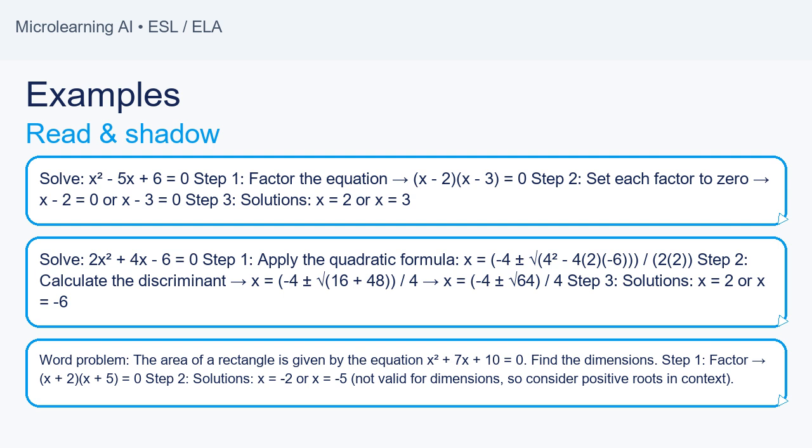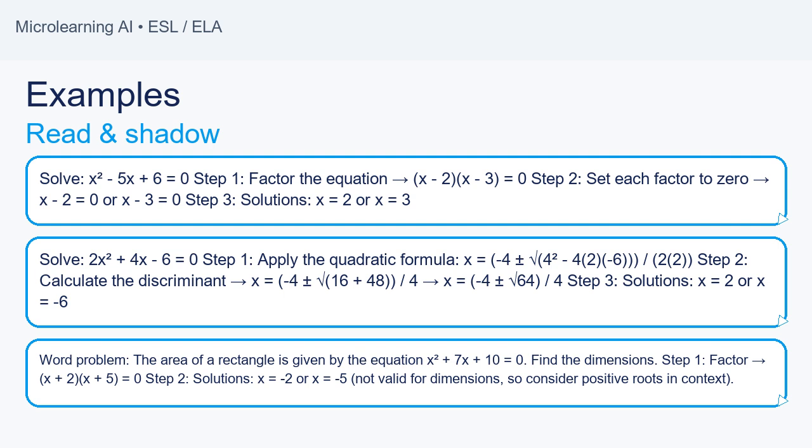Solve 2x squared plus 4x minus 6 equals 0. Step 1. Apply the quadratic formula. x equals negative 4 plus or minus the square root of 4 squared minus 6, over 2. Step 2. Calculate the discriminant. x equals negative 4 plus or minus the square root of 16 plus 48, over 4. x equals negative 4 plus or minus the square root of 64, over 4. Step 3. Solutions. x equals 2 or x equals negative 6.